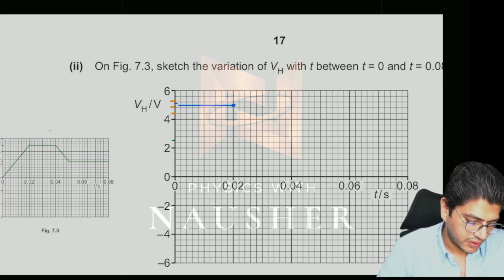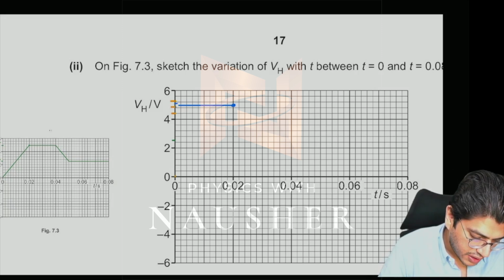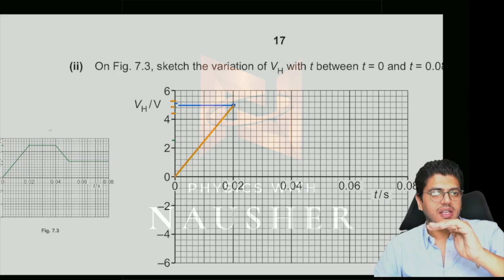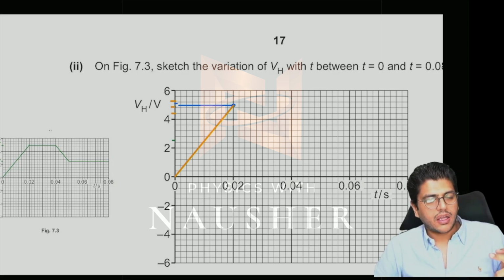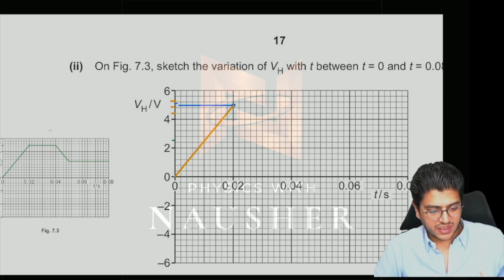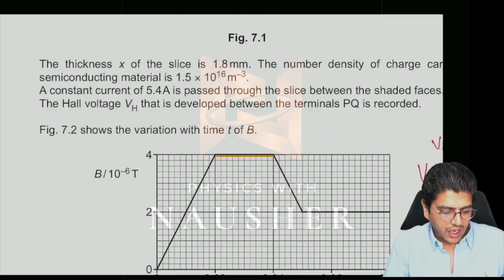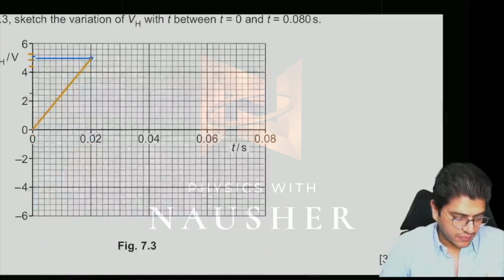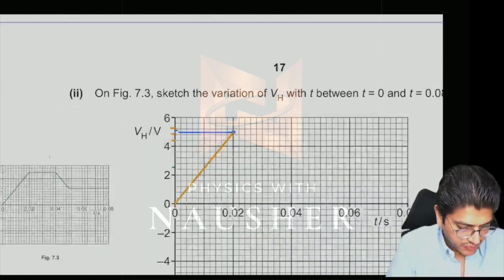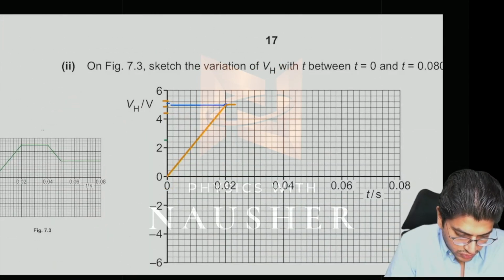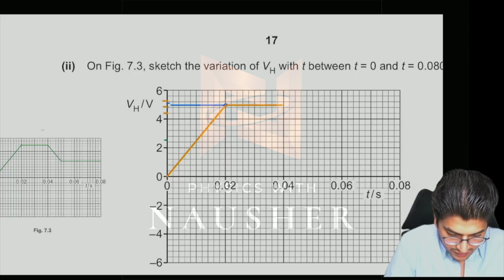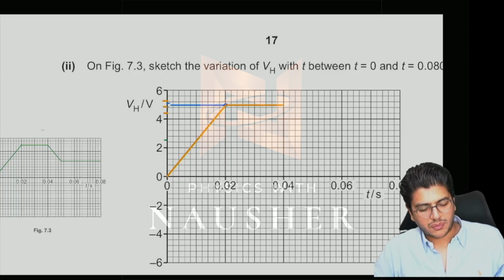This value over here. And then you draw a straight line all the way from here. Then your Hall voltage was steady. Why? Because your field was steady. If you go back, look at your field. Your field is steady at 4. Hall voltage will be steady at 4. So Hall voltage is steady for the next 0.02 seconds. Like this.